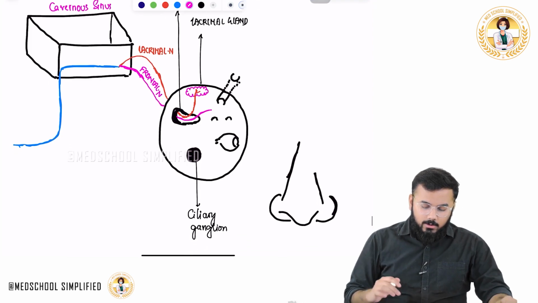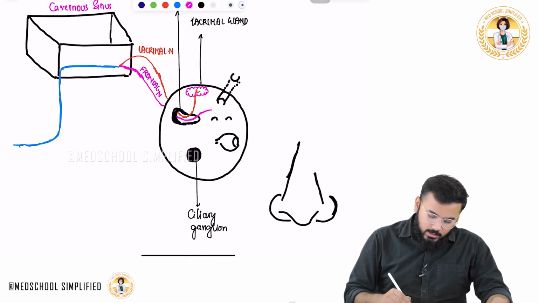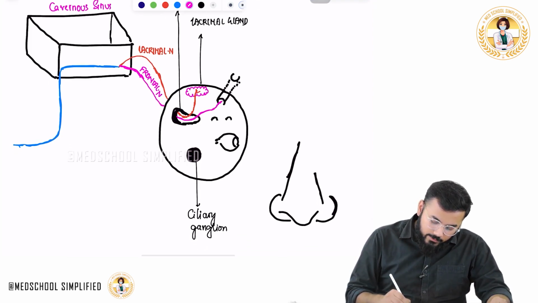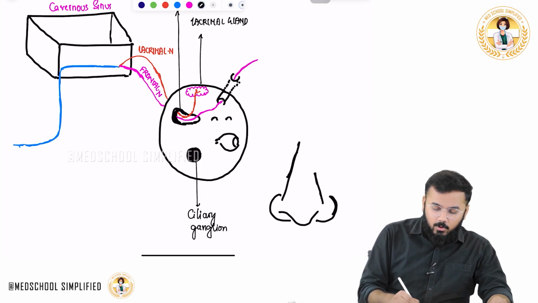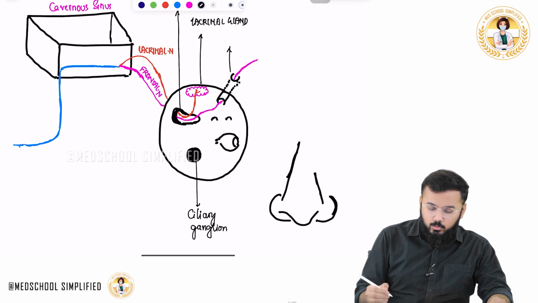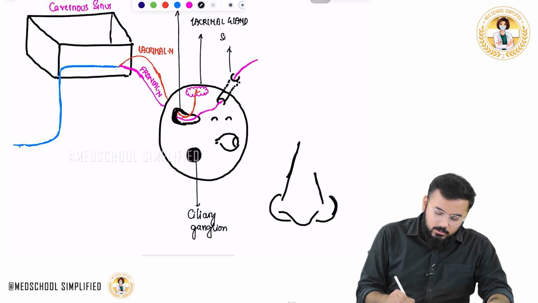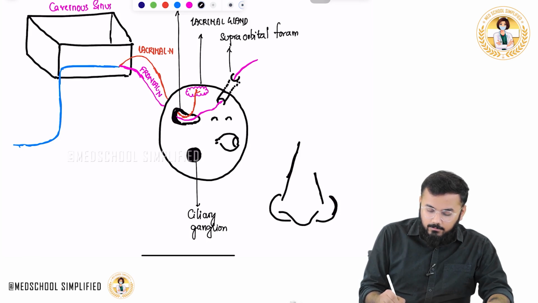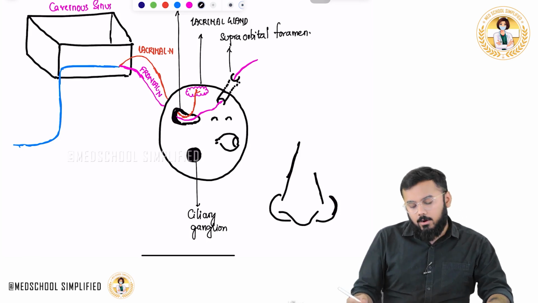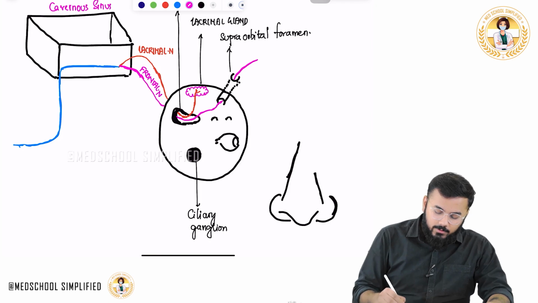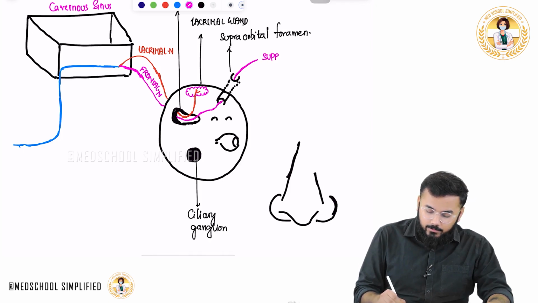Now, this frontal nerve divides into 2 branches. One branch goes all the way inside and then comes out of this foramen. By the way, the name of this opening is supraorbital foramen because it is above the orbit. So, if a nerve is coming out of the supraorbital foramen, this nerve has to be called supraorbital nerve.